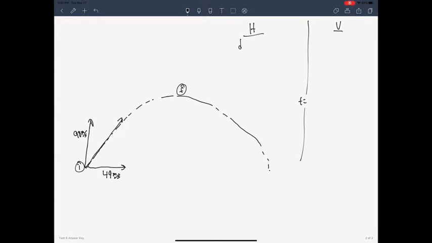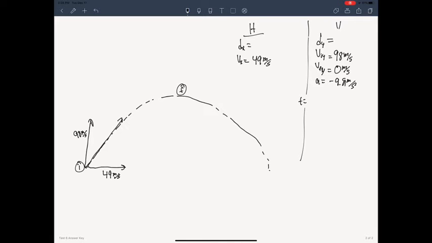So dx, vx, dy, viy, vfy, and a, negative 9.81 meters per second squared. Now our final velocity at y, it's at the peak, so that's very nice. So that's 0 meters per second. Our initial y velocity is 98 meters per second. And we don't really know anything else.